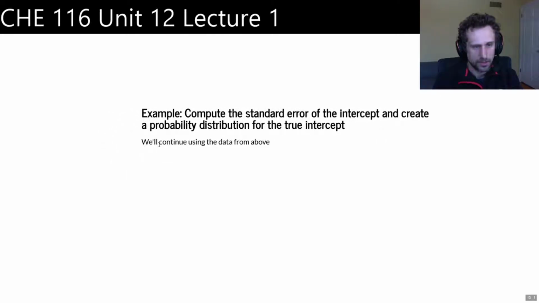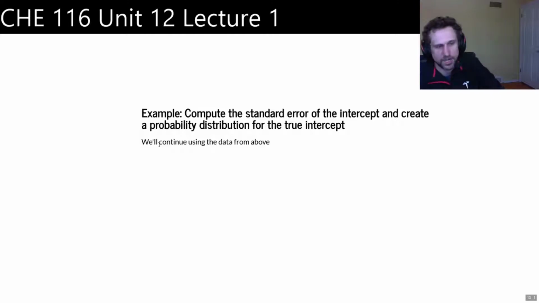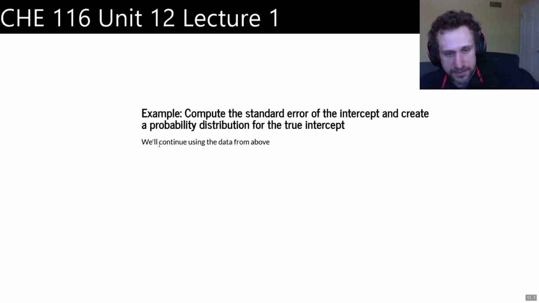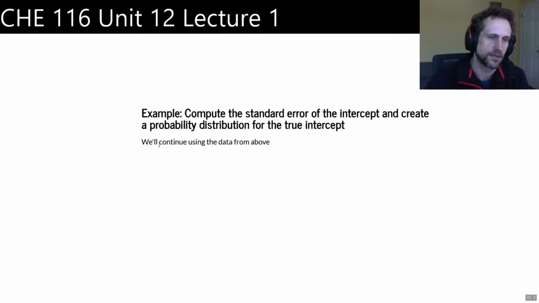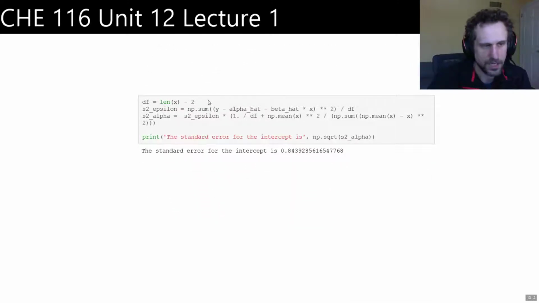Okay, so here's an example. Here we're going to compute the standard error of the intercept, and then we're going to show the probability distribution. Okay, so here are the steps.